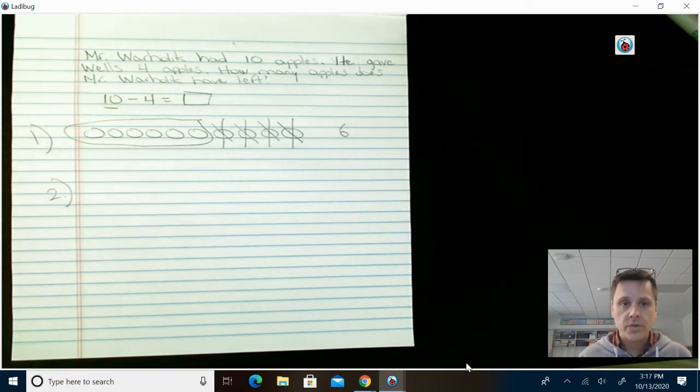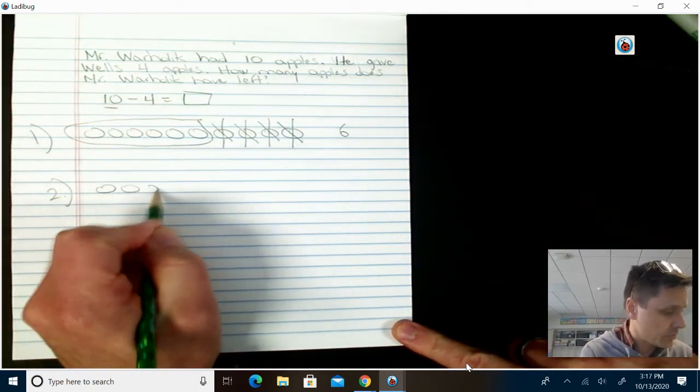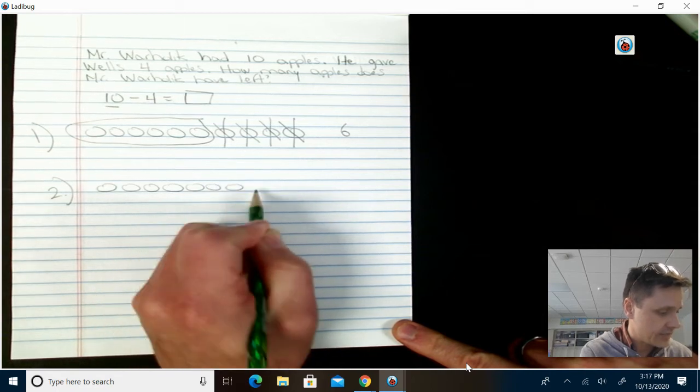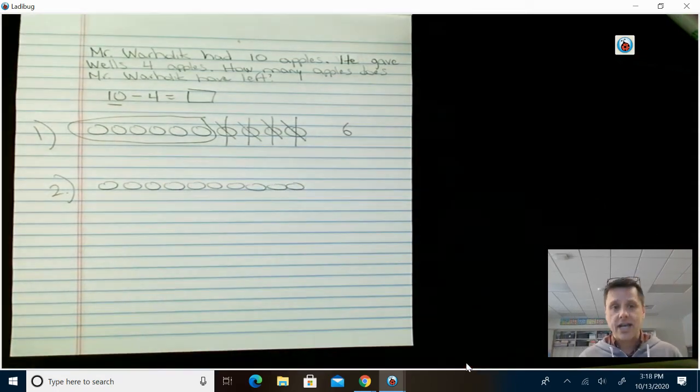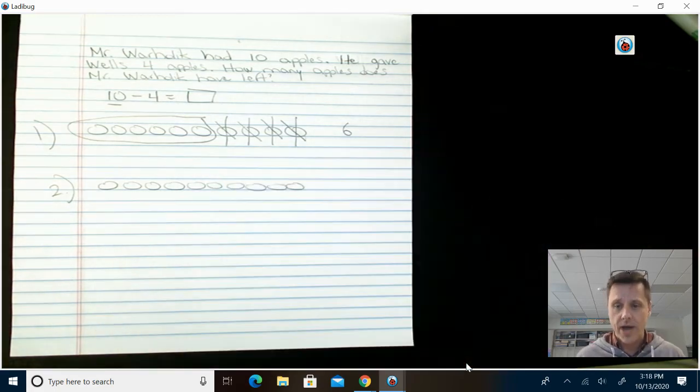Now I need to use strategy number 2. This time we're going to use a break apart stick, and I'm going to do the exact same thing. I'm going to draw 10 circles. 1, 2, 3, 4, 5, 6, 7, 8, 9, 10. Because that's how many apples I started out with. I can't draw any more circles or we would be doing addition. I have to show that 4 of them were taken away by Wells.